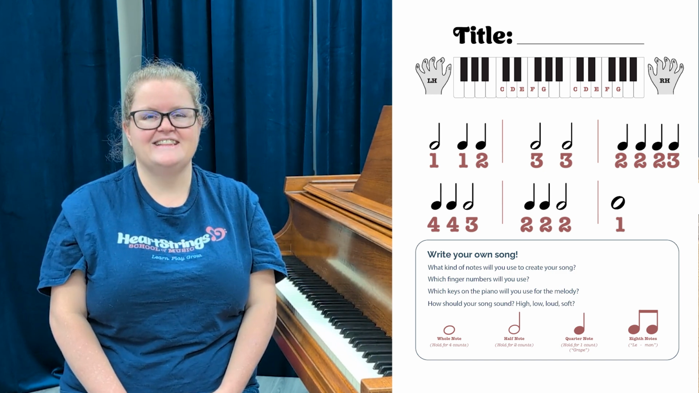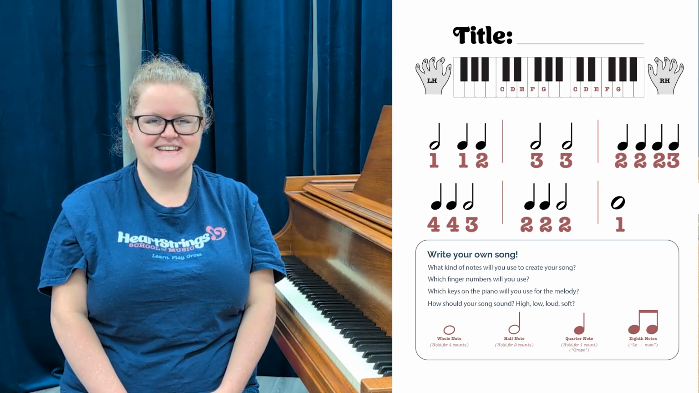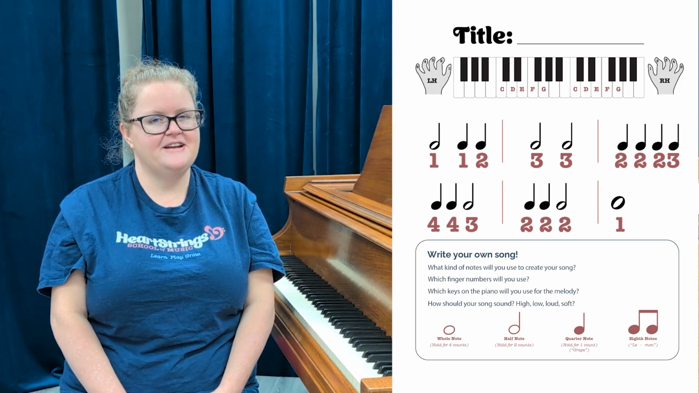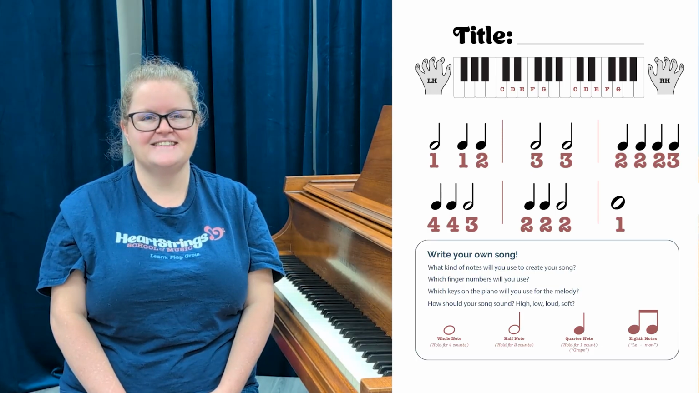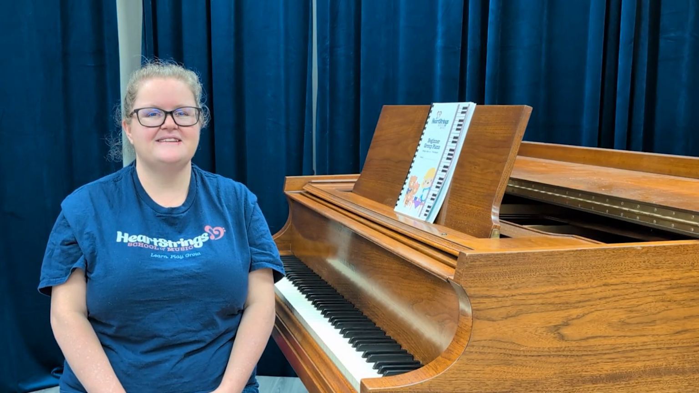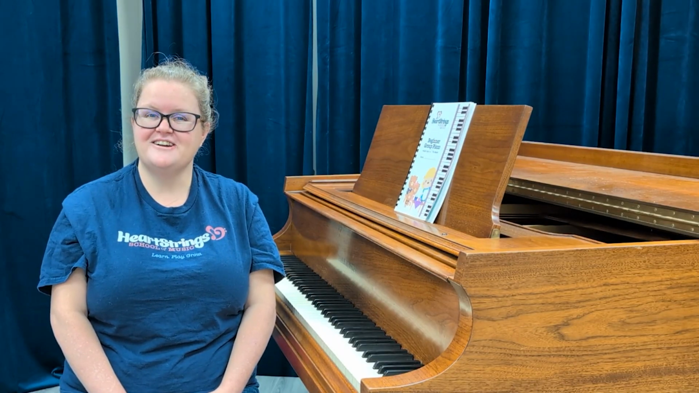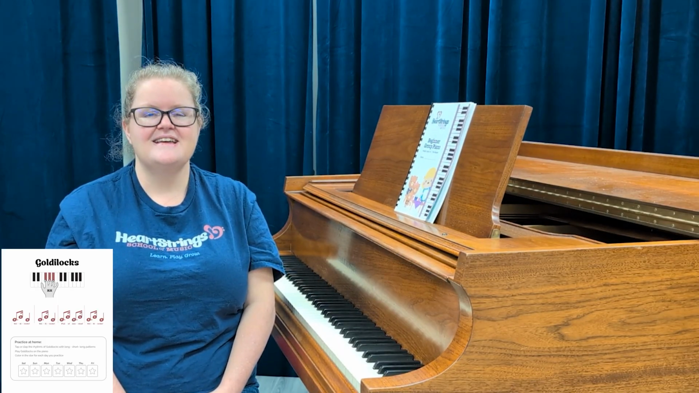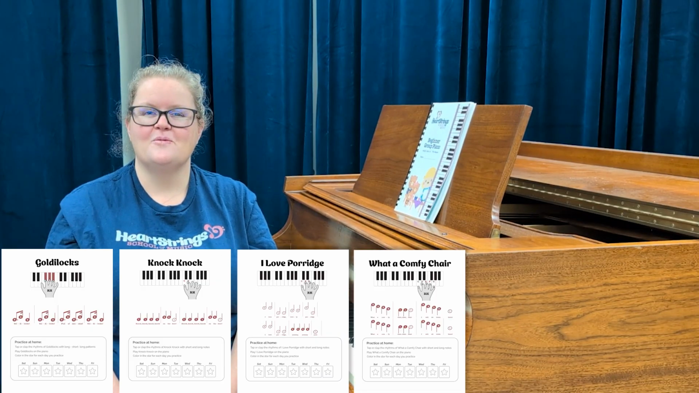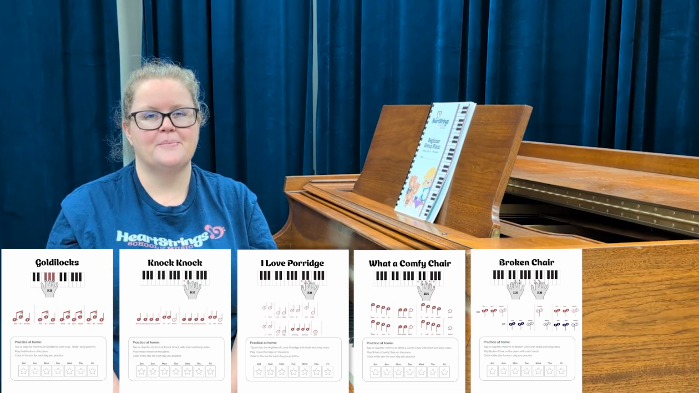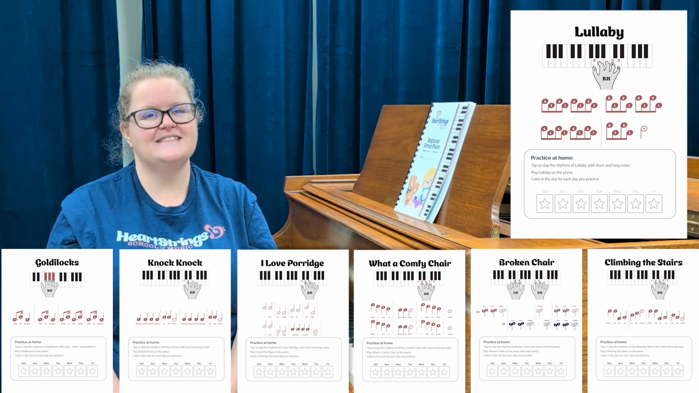Students can feel free to add lyrics to their songs, or just keep it as piano music. Try working on your songs at home, and I'm excited to hear what they all sound like in our next class. This week, students should practice all the songs in the Goldilocks workbook, which are Goldilocks, Knock Knock, I Love Porridge, What a Comfy Chair, Broken Chair, Climbing the Stairs, and Lullaby.